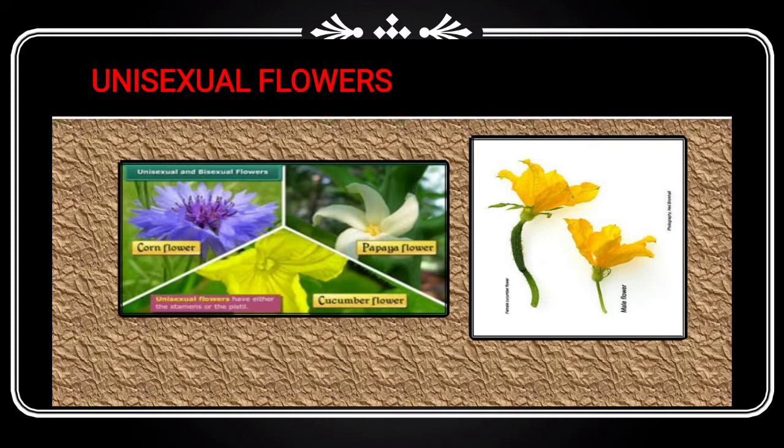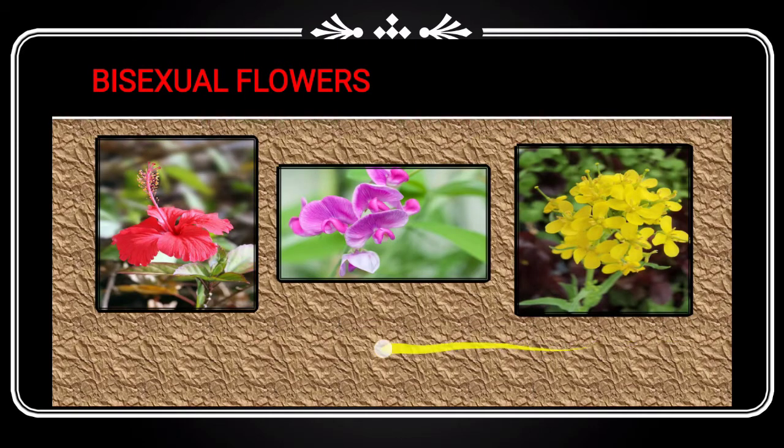These are some examples of unisexual flowers: cornflower, cucumber flower, papaya flower. This is the female flower and this is the male flower. So the male flower and female flower will be different because only one sex organ will be present in the flower. That's why it is known as a unisexual flower. Uni means one. These are bisexual flowers. Example: hibiscus, pea plant and mustard. In these, both stamen and pistil will be present.